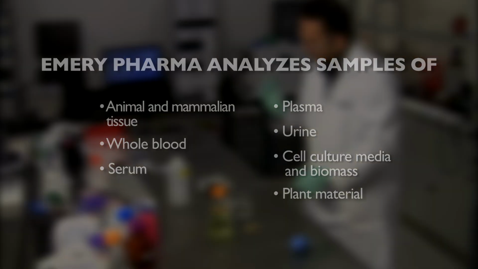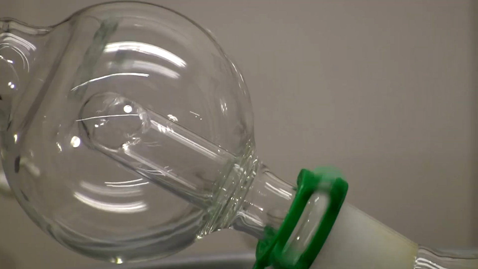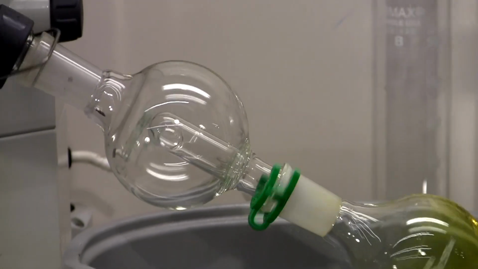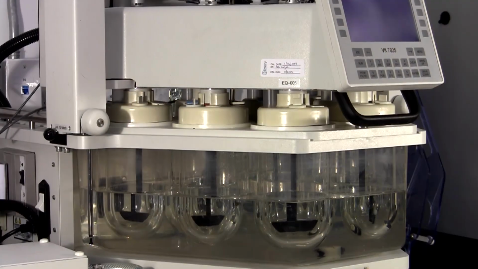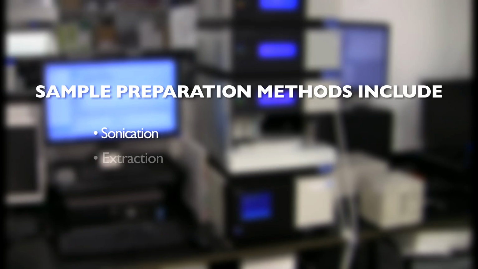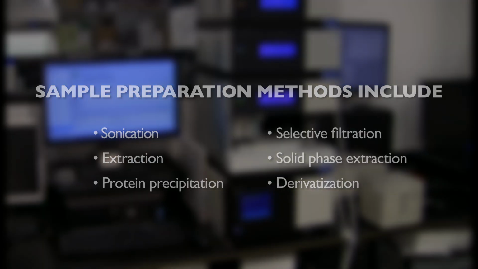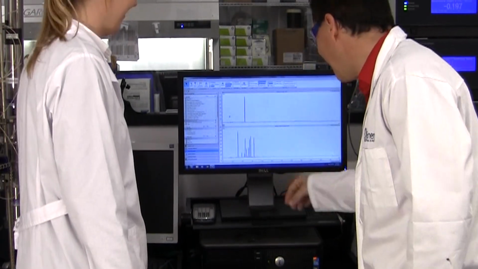For each of these sample types, methods are needed to extract the analyte of interest from the sample matrix and to clean up any substances that may interfere with the analysis. We use a range of approaches to achieve this. Depending on the analyte, this may include sonication to break up tissues, extraction with organic solvents to remove salts, protein precipitation, selective filtration to remove high molecular weight molecules, solid phase extraction, derivatization, and other steps. Once the samples are ready, they can be analyzed on the instrument of choice.